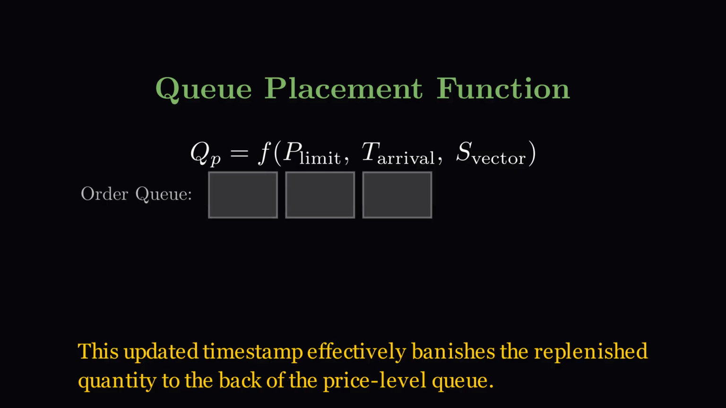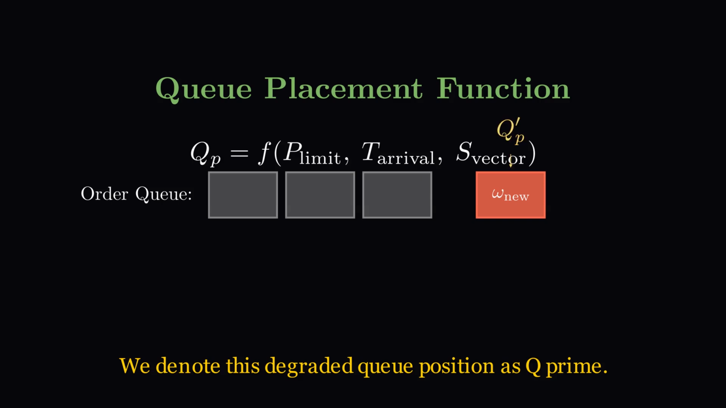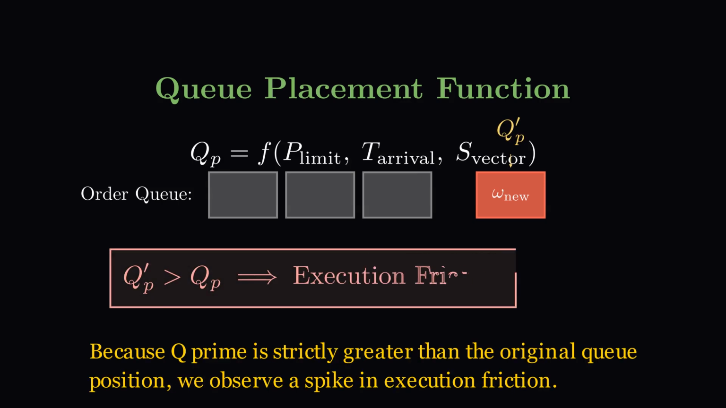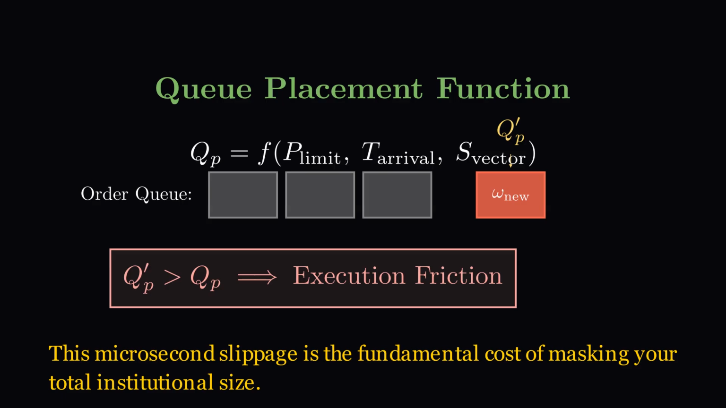This updated timestamp effectively banishes the replenished quantity to the back of the price level queue. We denote this degraded queue position as Q prime. Because Q prime is strictly greater than the original queue position, we observe a spike in execution friction. This microsecond slippage is the fundamental cost of masking your total institutional size.